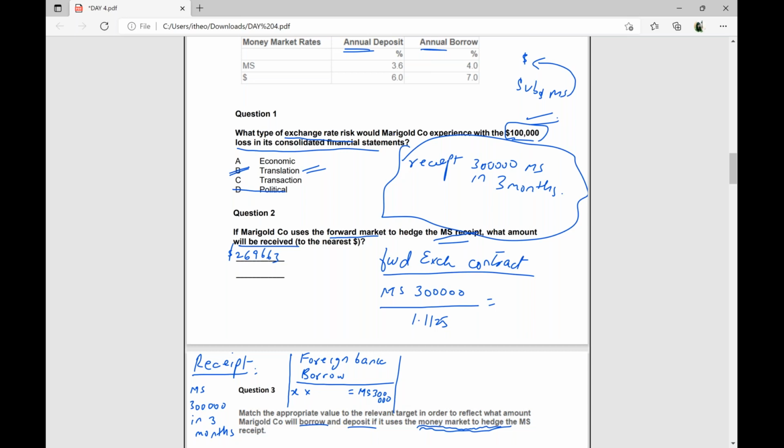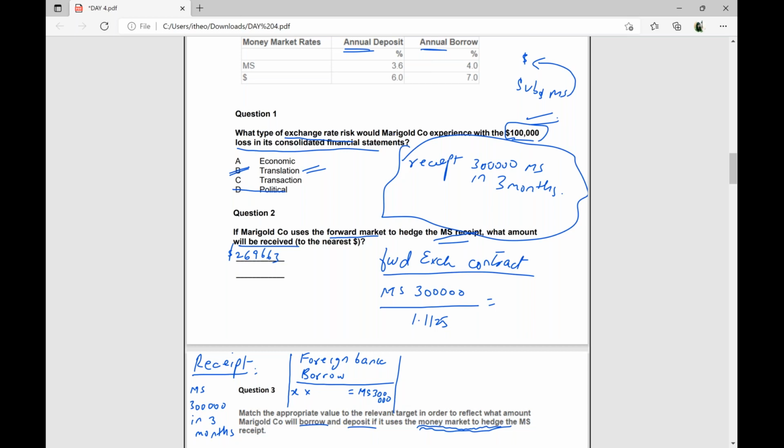Don't borrow 300,000 from the foreign bank, because borrowing 300,000 will create interest and your liability will increase. So borrow a lesser amount, X, so that when this borrowing gets interest for 3 months, the amount becomes 300,000 shillings.